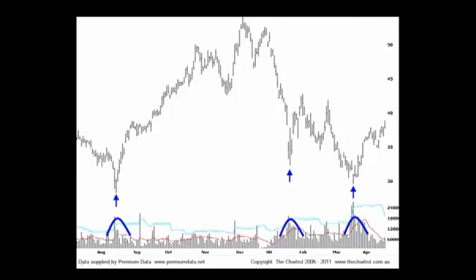You can see volume expands and drops back down again. Volume expands and drops back down, expands and drops back down. But have a look where it's all occurred. It's all occurred more or less at the same price. And what's going on here is people, i.e. smart money, obviously think this particular stock is a pretty good buy at $30.